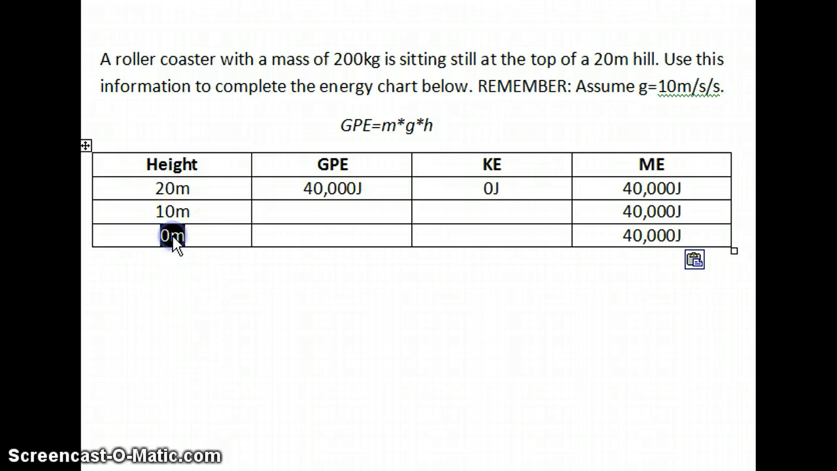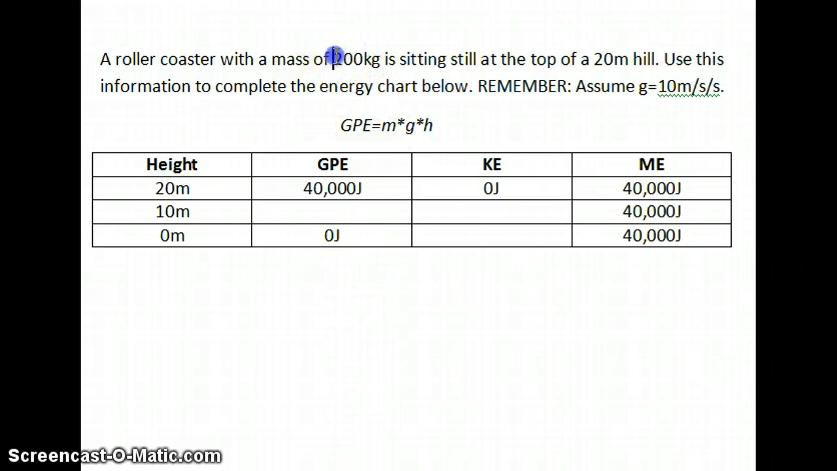Tip number 2 is to populate the bottom portion of your height, your lowest height, which in our case is 0 meters. Remember that GPE is based on height, and if height is equal to 0 and I have to multiply by that height, anything times 0 is and always will be 0. If you don't believe me, check your calculator.